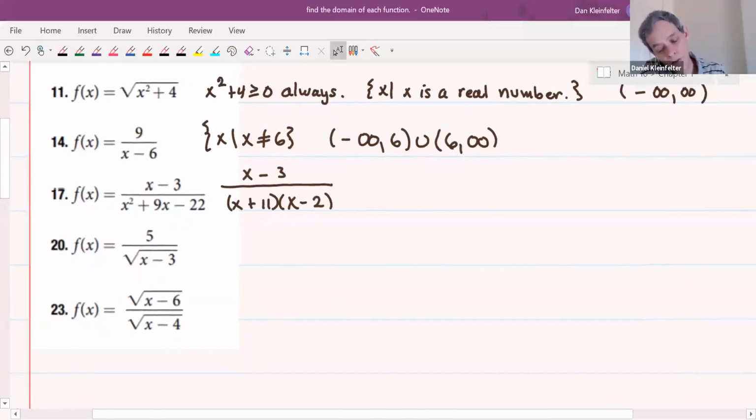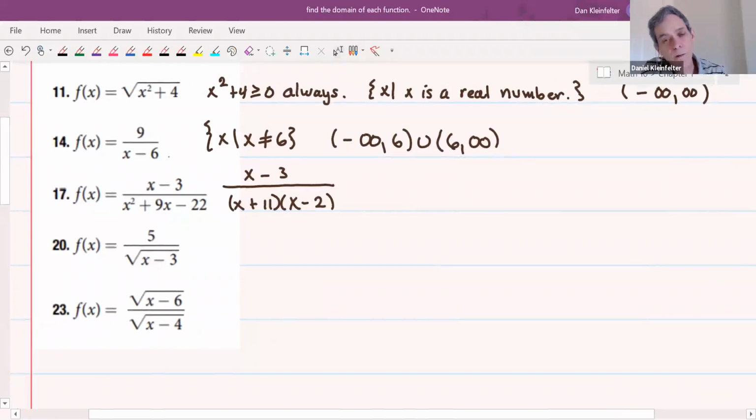In number 14, we see that the one thing we have to worry about is the fact that there's a division, so there's a potential for division by 0. We can't have x being 6, right? Because if x is 6, then 6 minus 6 will be 0, causing us to divide by 0. So we've simply excluded 6, so the set of all x such that x is not 6, and then negative infinity up to 6, union 6 to infinity. Here the round parentheses again mean that we're excluding the 6.